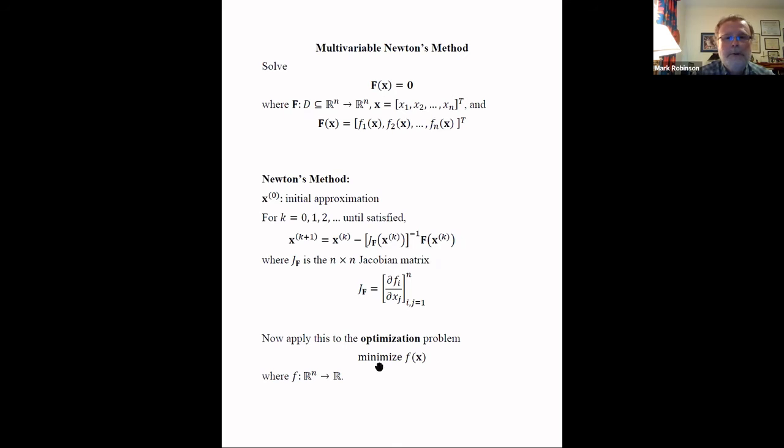All right, so in this case, we're interested in, for instance, minimizing a function f of x. Now, this function f and this function up here are of different character. This function up here, big F, was a vector valued function of a vector variable. Big F mapped from a subset of Rn into Rn. The function little f here maps from Rn into R. So this is a scalar valued function of n variables. That is the optimization problem that we're interested in.